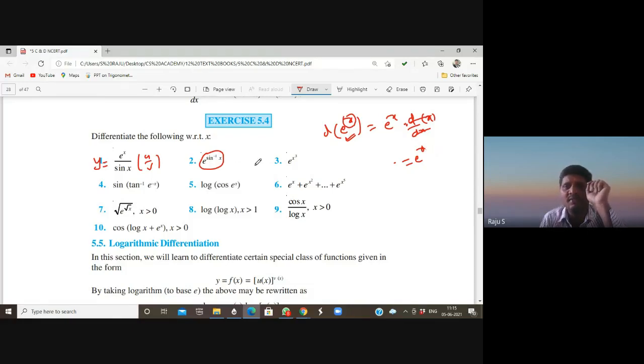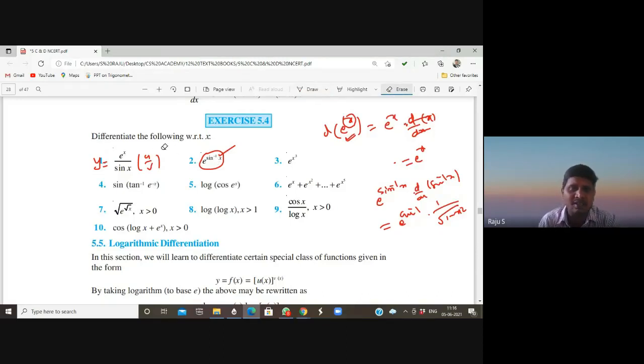In the same way, e power sin inverse x also uses the same chain rule. The derivative of e power sin inverse x is e power sin inverse x into the derivative of sin inverse x, which is 1 by root over 1 minus x squared. See here, inverse trigonometric functions: the derivatives of inverse trigonometric functions are very, very important. Everyone should remember them easily. Sometimes some students might be confused remembering sin inverse, cos inverse, tan inverse.